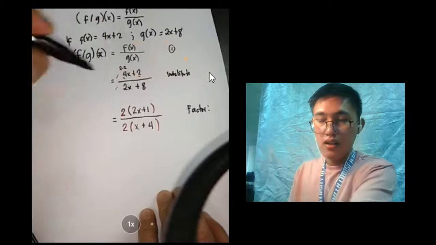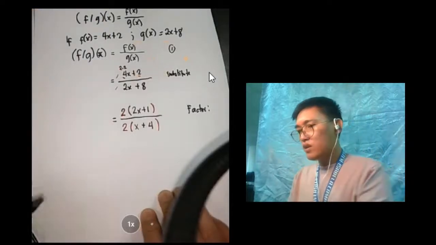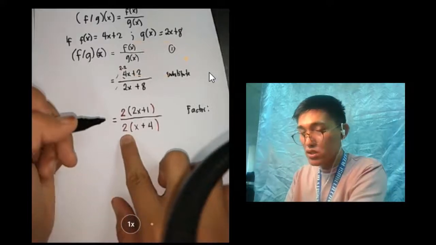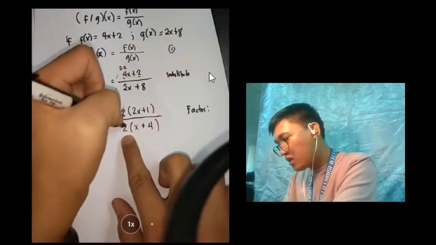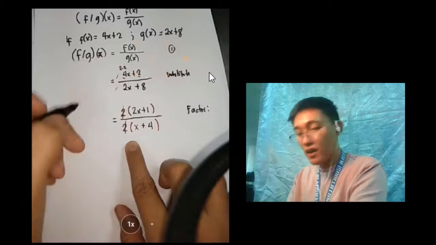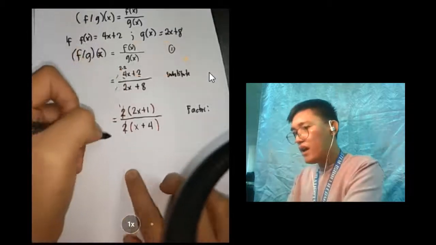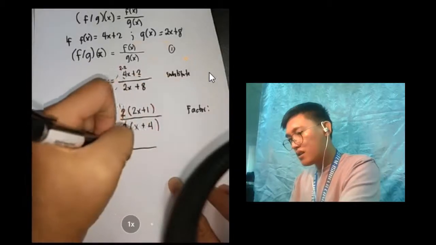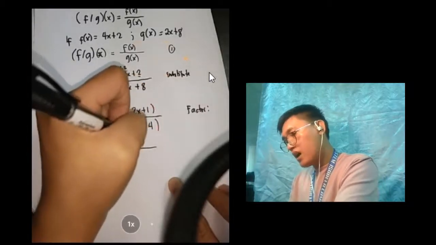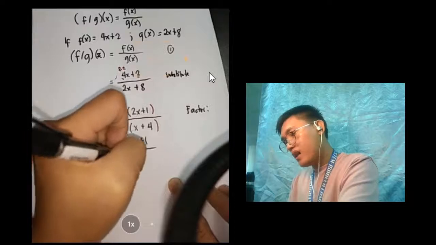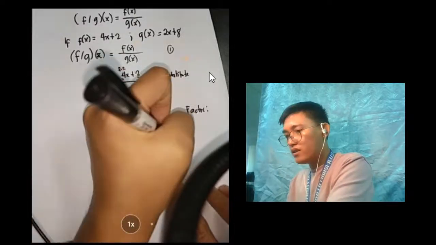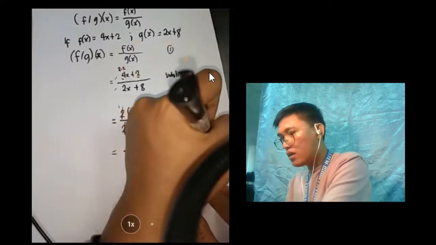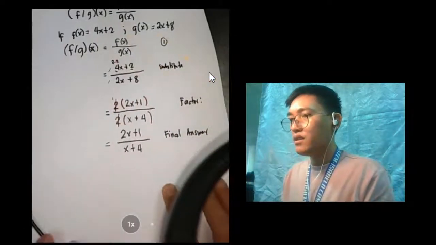As we can see here, we have now 2 and 2 together. This is divisible, so we can divide them together. We will get 1. Then simplify. What remains here is 2x plus 1 over x plus 4. This is now our final answer. So I think it's clear to you.